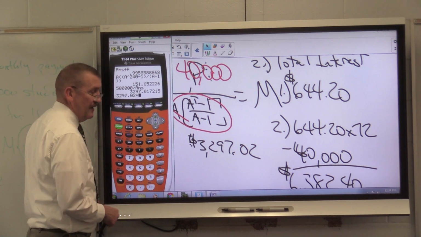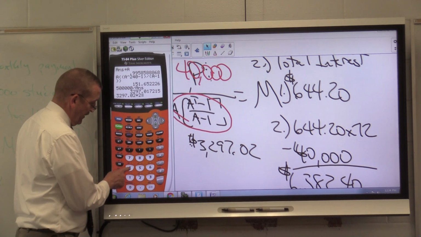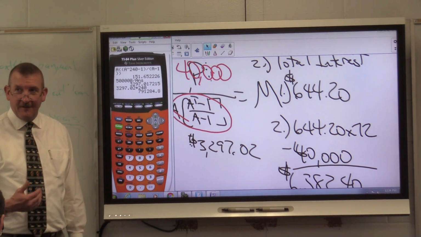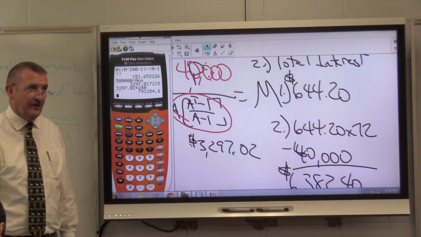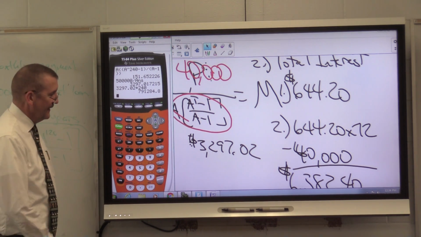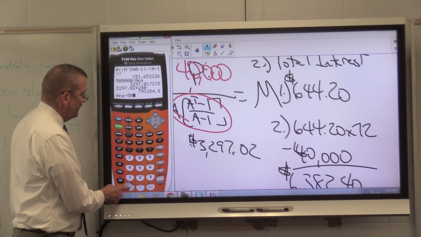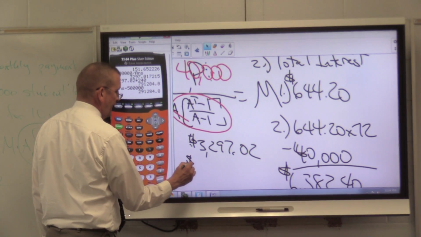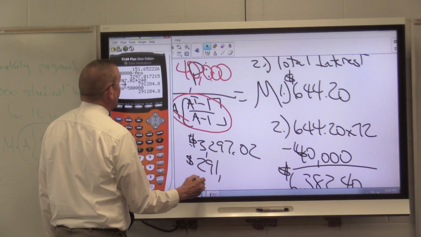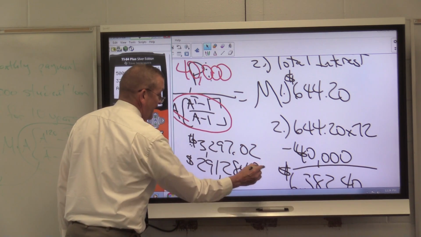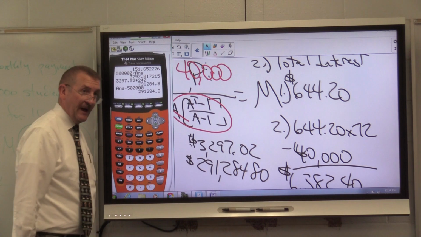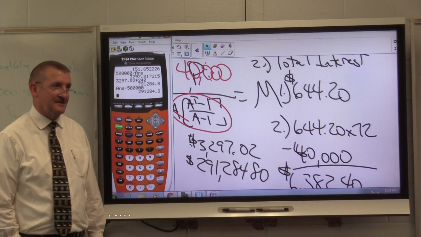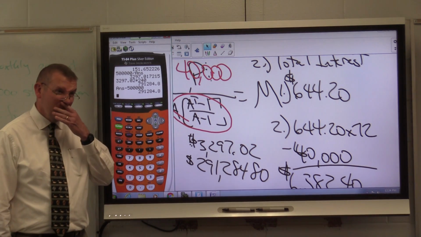Now to get my interest. $3,297.02 times how many payments? 240. 240. That's how much money you're going to pay for that loan, $791,284.80. And then subtract the original amount borrowed. Your interest that you're going to pay total for the life of that loan, $291,284.80. That's why banks what? Make what? Money. That's how banks make money. All right?